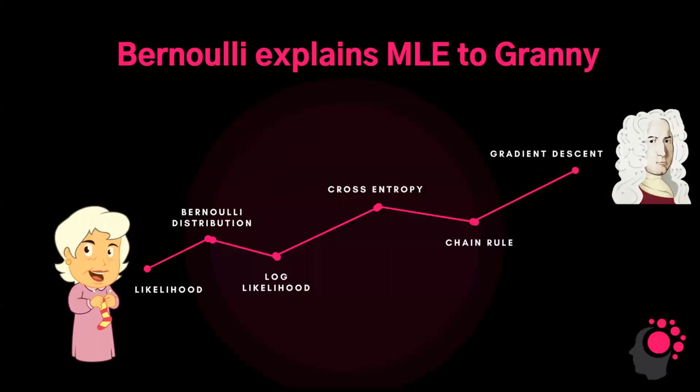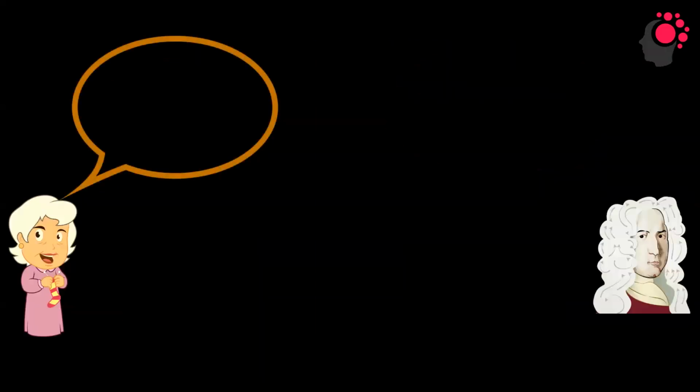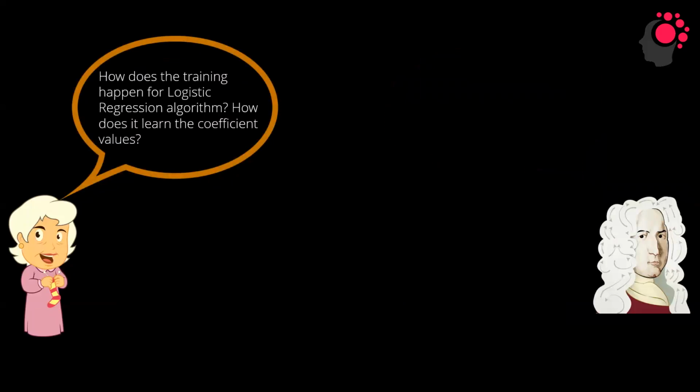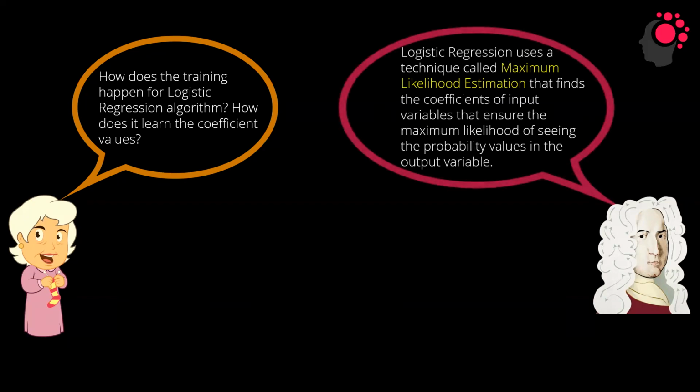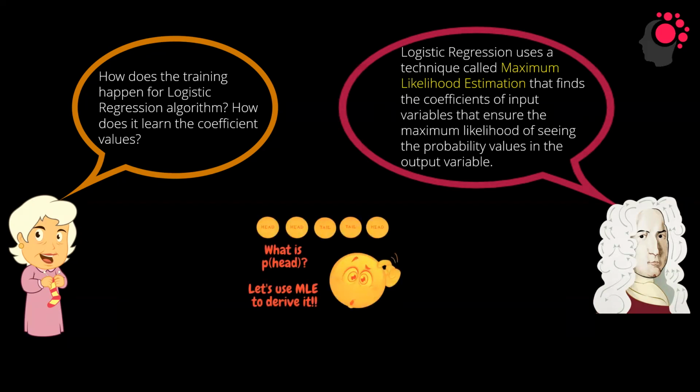Now, Agatha has an interesting question. She was trying to understand how those coefficients came about. How did we get minus 6.7 and 0.012? How does the training happen for logistic regression? Is this similar to linear regression? How exactly does it learn the coefficient values? To which Bernoulli said, it uses a technique called maximum likelihood estimation that finds the coefficients of input variables that ensure the maximum likelihood of seeing the probability values in the output variable.